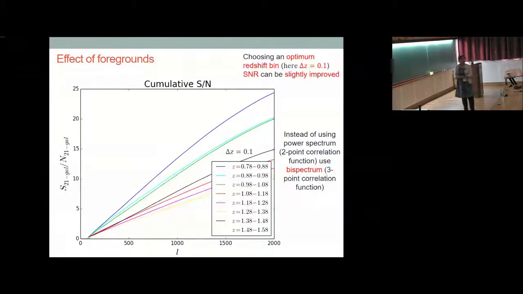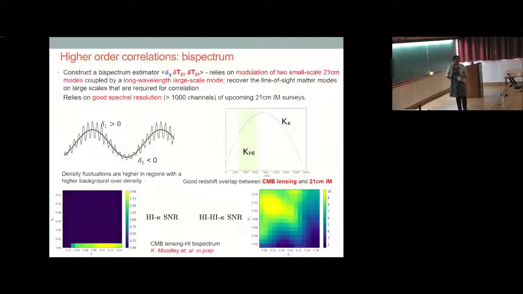There is another way to get a little higher signal to noise in the cross correlations. That is by using the bispectrum instead of the 2-point correlation power spectrum. This is something I'm currently doing, but it has already been done for CMB lensing and 21 centimeter cross correlations. The concept used here is that you have 2 small scale 21 centimeter modes and a long wavelength large scale mode. This density modulation can enhance the small scale modes. And this is what happens.